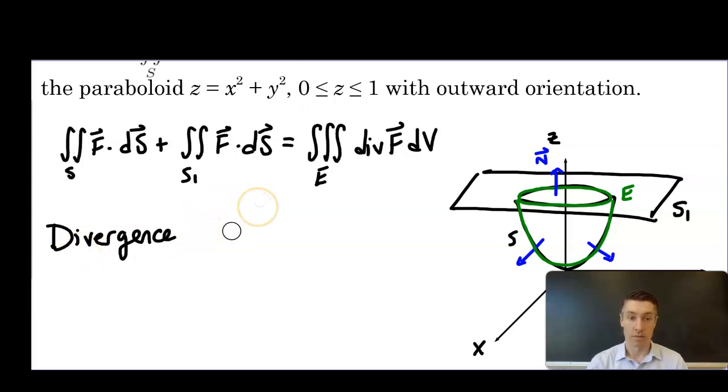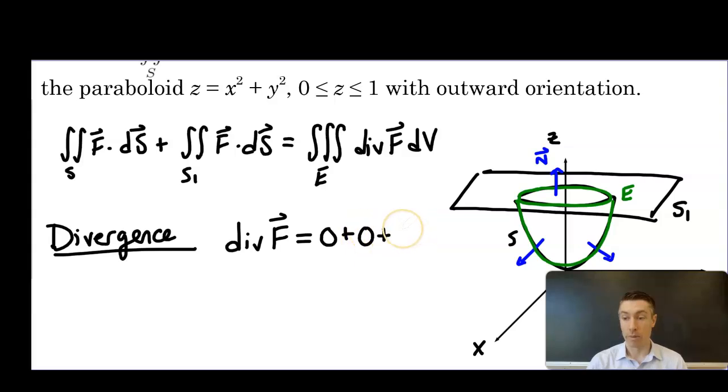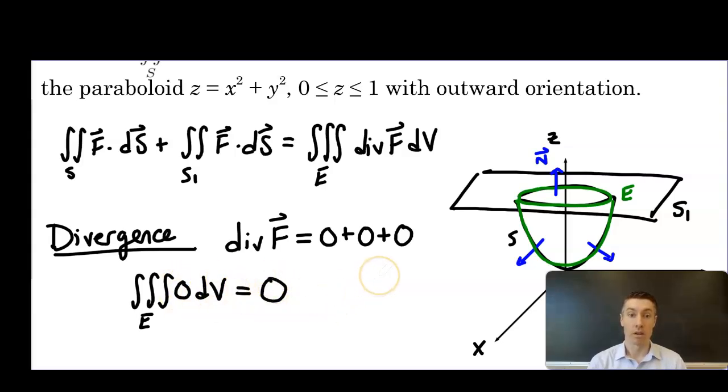Or we'll just say divergence. Keep it simple. Okay, so first up, divergence of the vector field is going to be 0 plus 0 plus 0. So that means that we are evaluating the triple integral over that region E that we have defined in green of 0 dV, which is just 0. So this is a really nice example where if we get the divergence to be 0, then the triple integral of 0 is 0, and we don't have any integration to do at all.